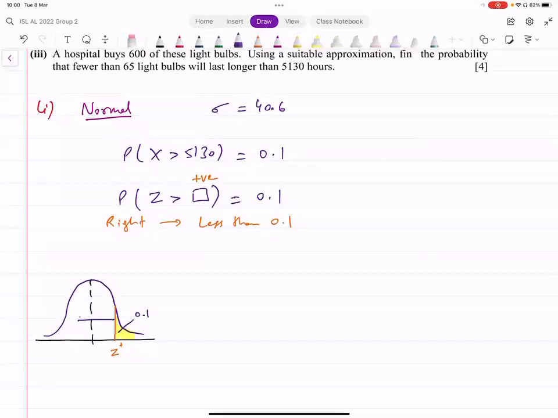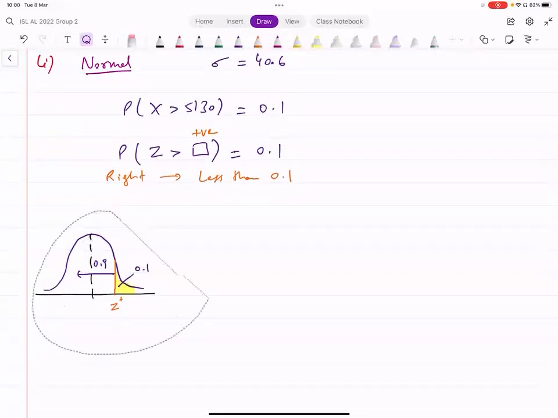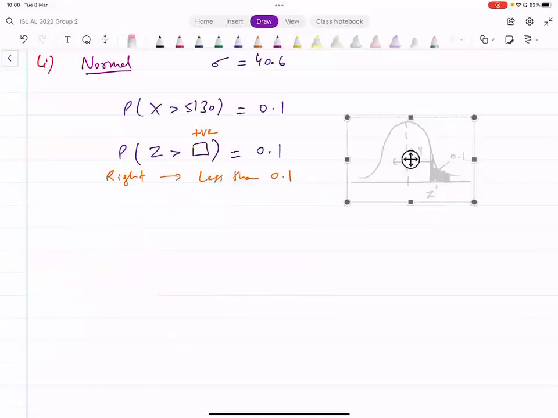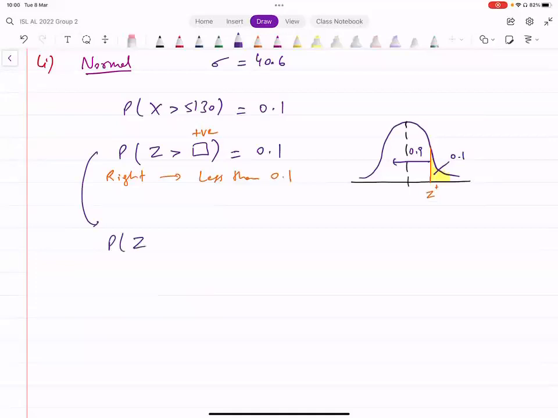What about the region on the left side? How much is that? That is 0.9. The left side region will be 0.9, if the right one is 0.1. So we can convert it to this form: this translates to the probability of z less than that value equals 0.9. The left side area is 0.9. Okay, we will look up the value from the table.